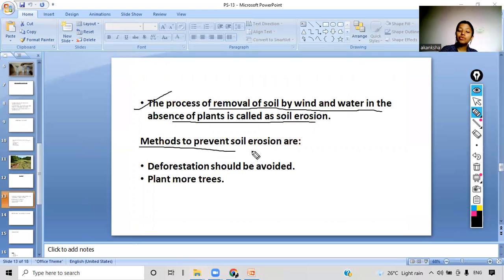And what are the different methods to prevent soil erosion? Deforestation should be avoided, right? We should plant more and more trees in an area to prevent soil erosion. And yeah, see, this is also the same, plant more and more trees. So these are some of the methods through which we can prevent soil erosion. So are you clear with the concept of soil erosion now? Yes, I think all of you are clear. So let's move on and see our curiosity question this time for this topic, right?